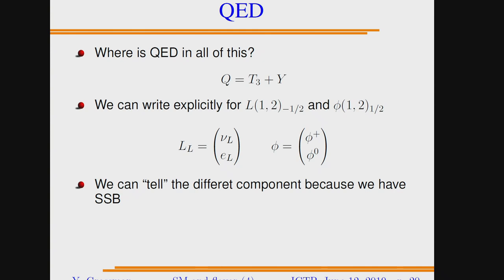So where's QED? We just said that I want the U1 that is unbroken to be QED. And then I identify the unbroken generator. The unbroken generator is a combination of T3 plus Y. What do I mean that the unbroken generator is T3 plus Y? If I take any field, say I have a doublet, what is the T3 of the top component of the doublet? Okay, let me say what T3 is. T3 is the eigenvalue when I apply my sigma 3 on it. Then, let me back up a little bit.